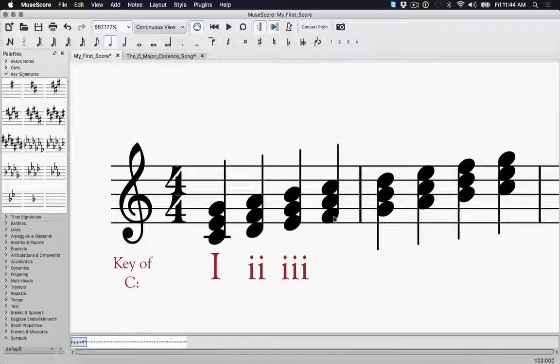F major is going to be 4 in the key of C major. So that's going to be a capital 4. This is going to be a capital 5 because G major is the 5 in the key of C major. This is going to be a 6, and it's going to be lowercase because A minor is the 6th chord in the key of C major.